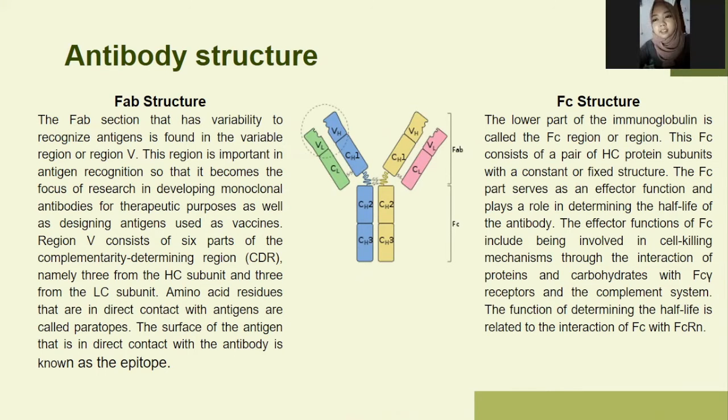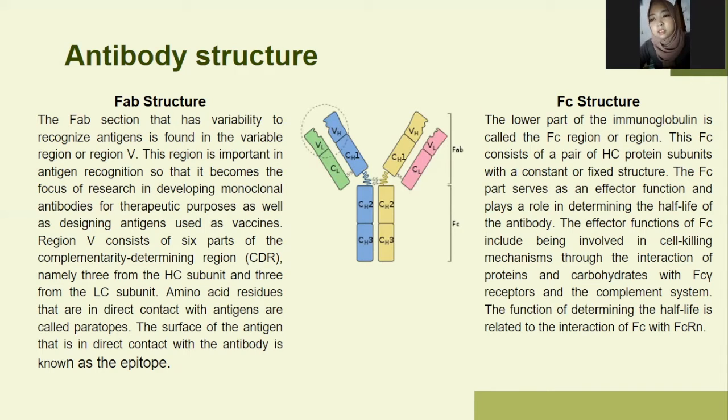Antibody structure. There are two antibody structures. The first is the Fab structure. The Fab section that has variability to recognize antigen is found in the variable region or region V. This region is important in antigen recognition so that it becomes the focus of research in developing monoclonal antibodies for therapeutic purposes as well as designing antigens used as vaccines.